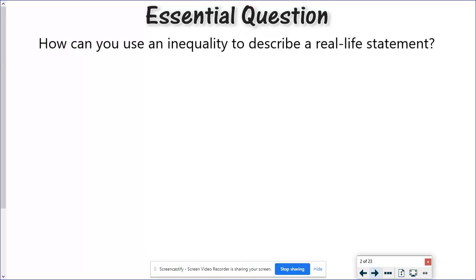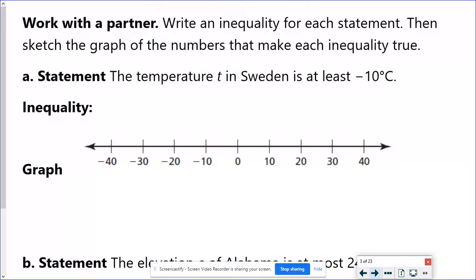Today we are writing and graphing inequalities. Sometimes we are going to be looking at these in terms of real life situations or translating some statements into inequalities. So here we've got a situation. We want to take this statement that's written and write the inequality that goes with it, and then we also want to graph that inequality.